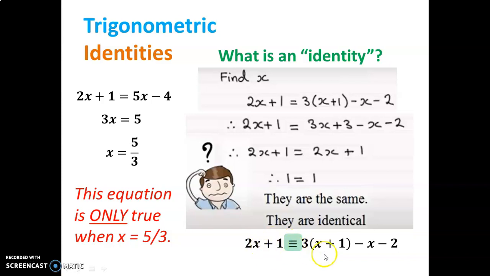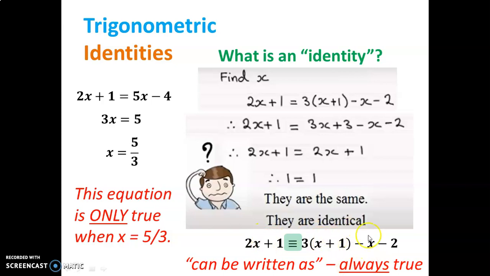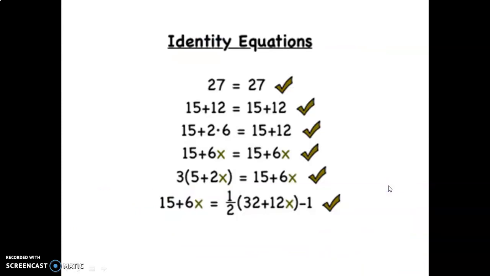That means that this side and this side are identical to each other always. Another way to say it is that this can be written as this. Another way of writing this is this. So it's always true. That's an identity. In trigonometry, we have some identities, but before that, let's look at these. These are examples of identities, right? This is the same as this. This is the same as this. These are all identities. They will always be true.